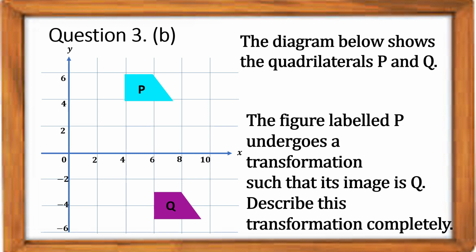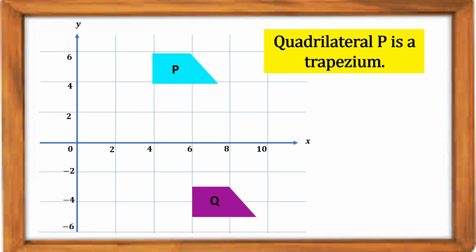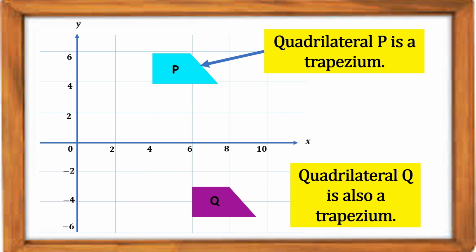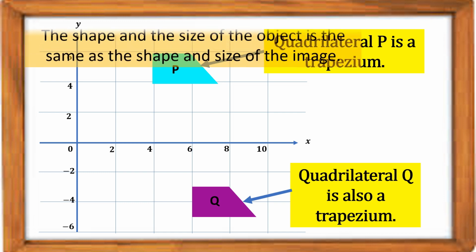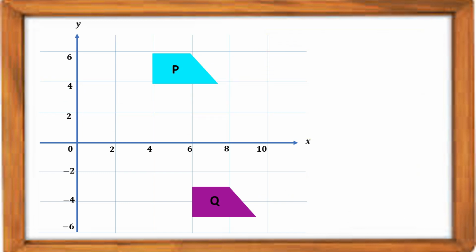So what do we have here? Let's take a close look at our shapes. We have quadrilateral P, which is a trapezium, and when we look at quadrilateral Q, it's still a trapezium. So we see that nothing has really changed in terms of the shape or its size. That already rules out dilations and enlargements.